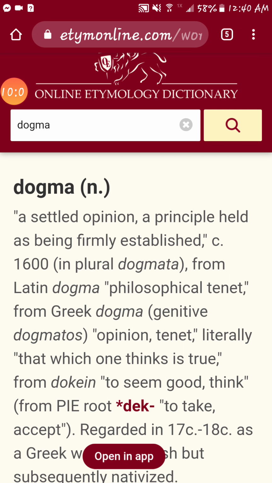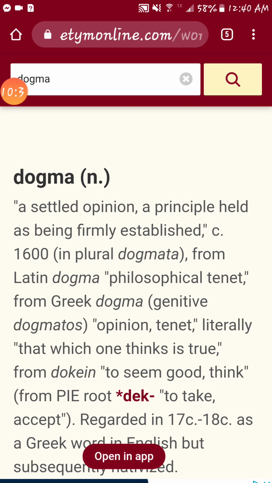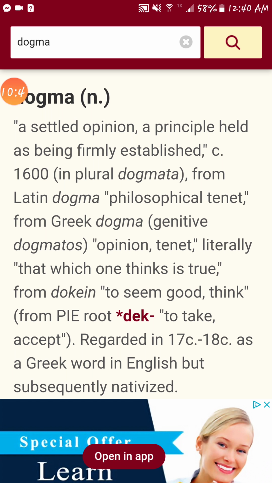Dogma. And I want you to look at this word, right? Dogma. If it's backwards, am God. Dogma, am God. Dogma, I am God. Dogma. That's what you're really given, dogma. It's a noun. It means a settled opinion, a principle as being firmly established. From circa 1600, in plural is dogmata. It's from the Latin word dogma, philosophical tenet.